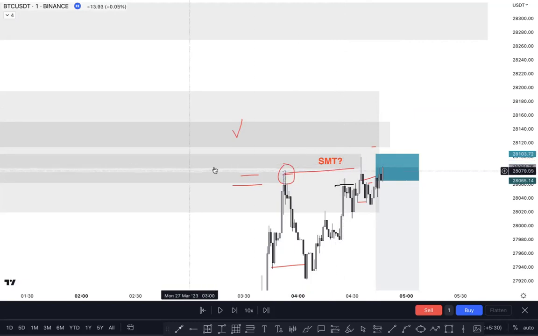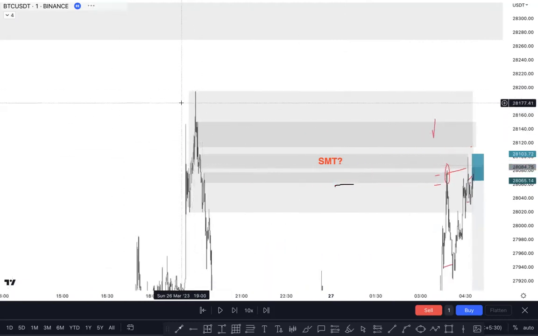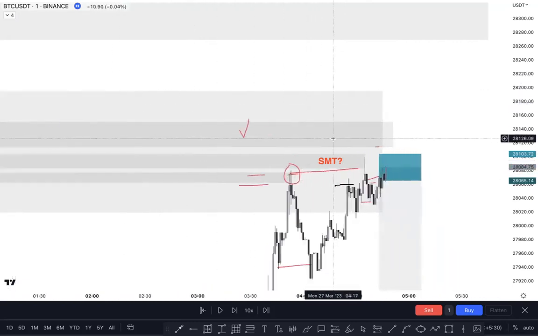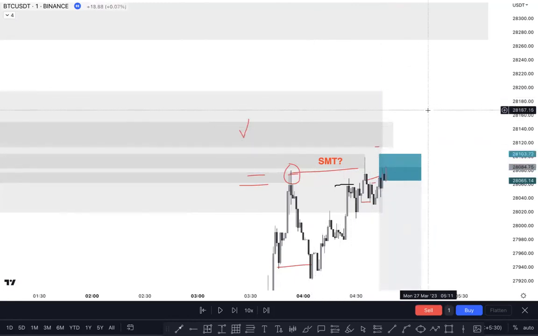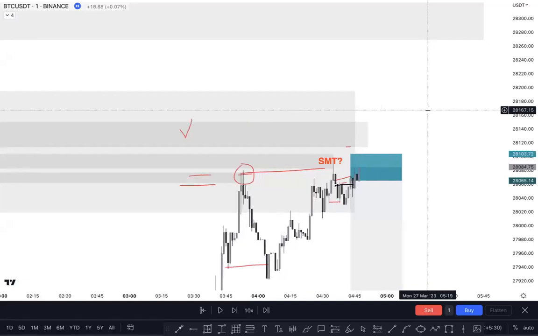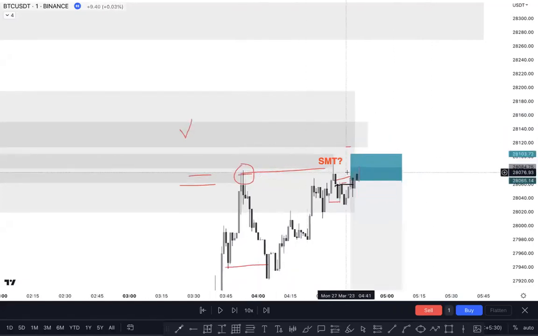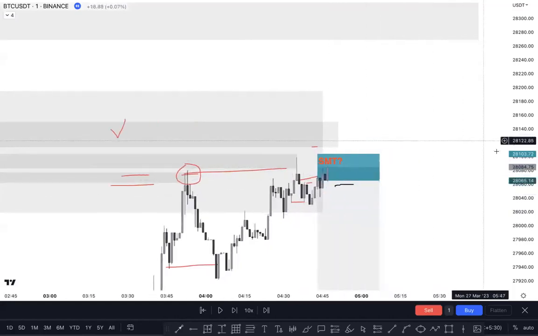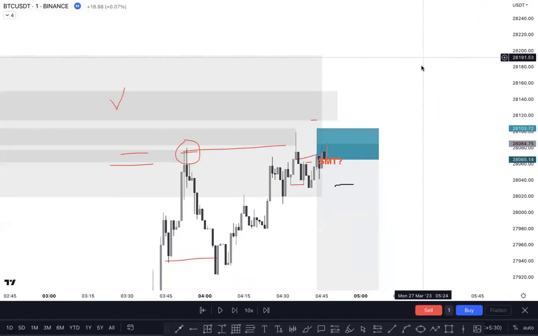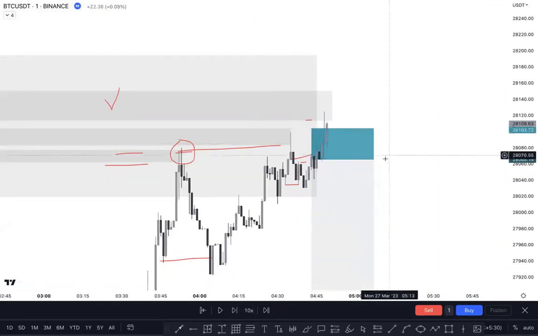Not SMT, sir. This is a higher time frame order block here, right? So that's why this is not SMT. SMT means when you are buying or selling without inducement, without liquidity, that's called SMT, right? In this case, the market took out the liquidity, chalk, and took out the inducement, and then we are selling here. Let's see. Okay, this is a stop loss hit.